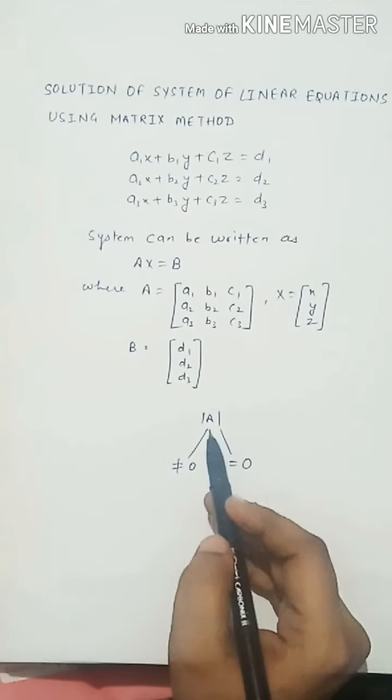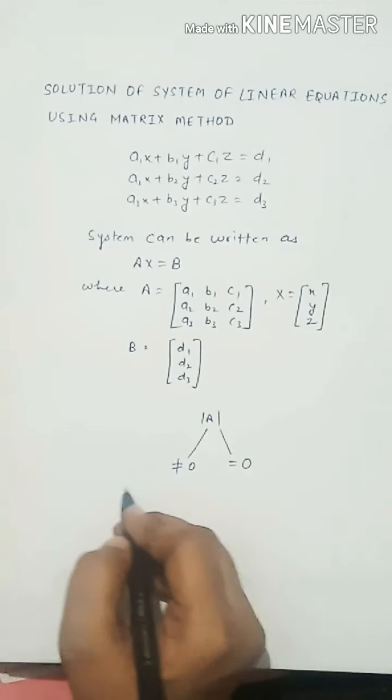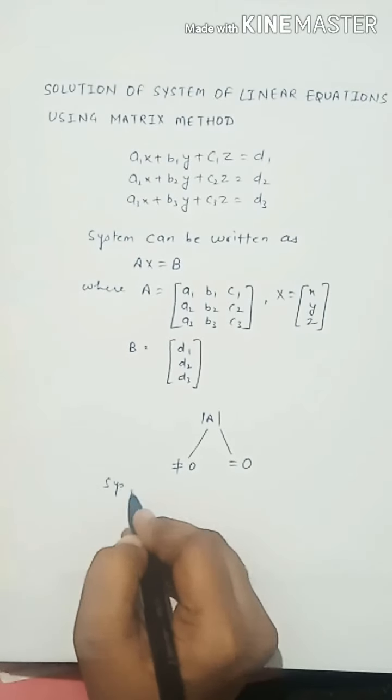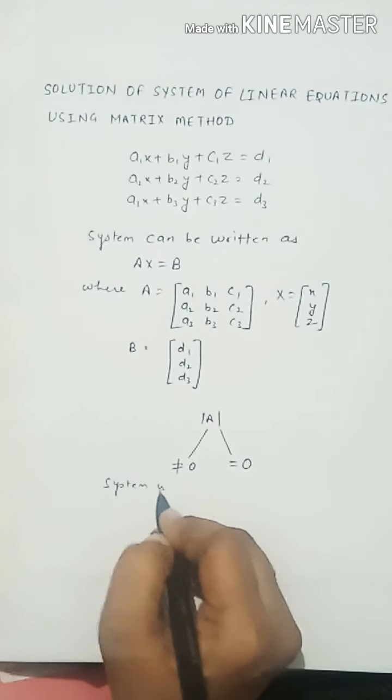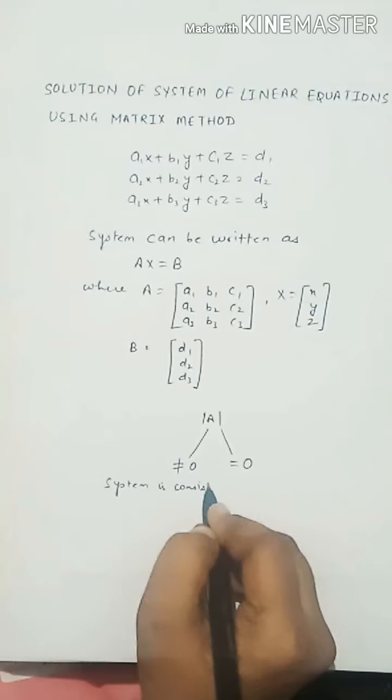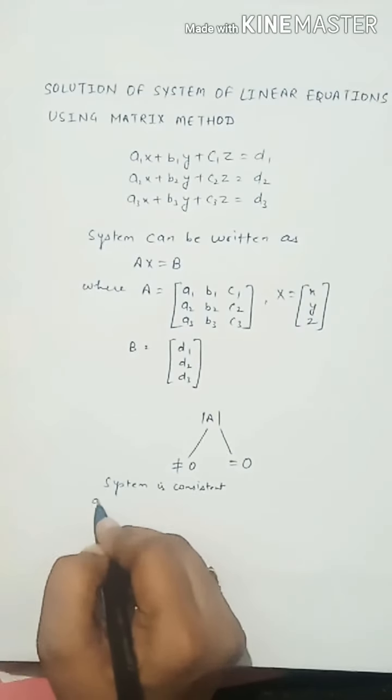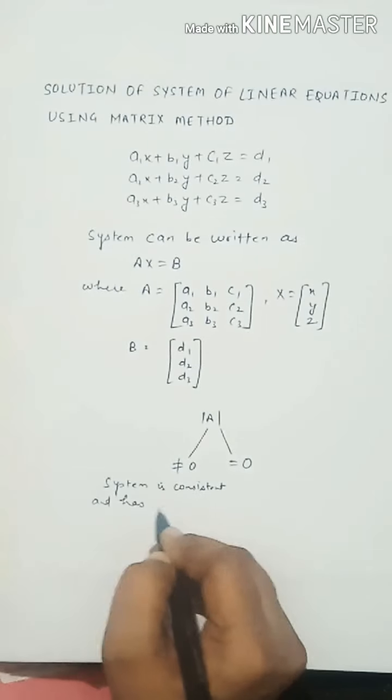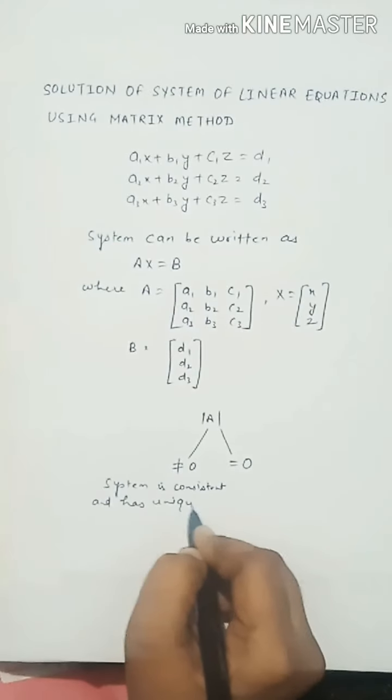First of all, we will find determinant A and we will check whether it is non-zero or 0. If determinant A is non-zero, we say system is consistent and has unique solution.